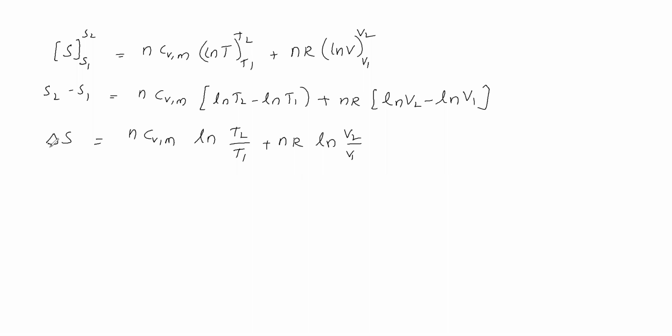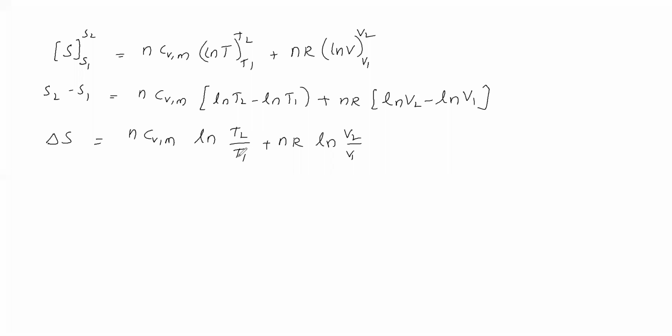Now delta S is expressed in terms of temperature and volume. Here n is the constant number of moles, CVm is the molar heat capacity at constant volume, which is constant, T2 is a variable temperature, R is the universal gas constant, and volume is variable. So we have delta S of an ideal gas in terms of temperature and volume. Understand that this is for an ideal gas and also for a reversible process.